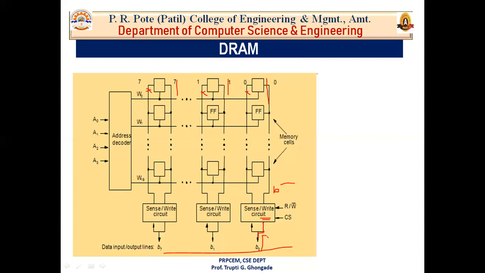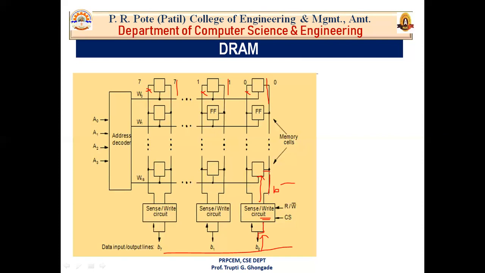Similarly, if you wanted to write information to a particular cell, the data from this bus is moved to the sensor write circuit. From the sensor write circuit, it goes to a particular cell through this bit line. So this is the internal organization of dynamic RAM.